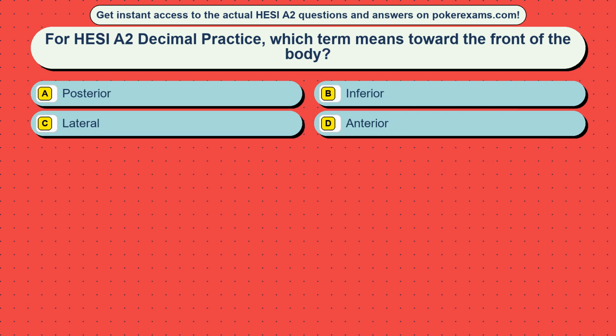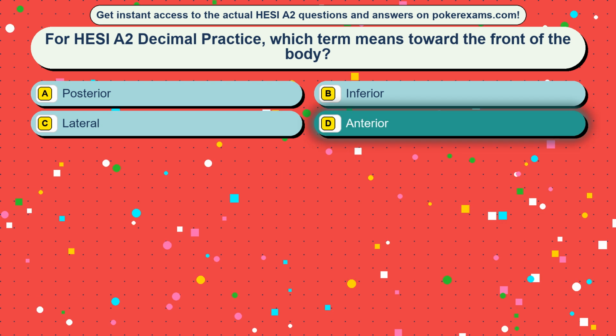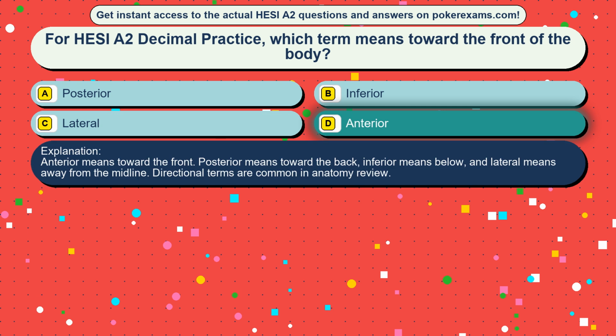Question 2. For HESI A2 Decimal Practice, which term means toward the front of the body? Option A. Posterior. Option B. Inferior. Option C. Lateral. Option D. Anterior. The correct answer is option D. Anterior. Anterior means toward the front. Posterior means toward the back. Inferior means below. And lateral means away from the midline. Directional terms are common in anatomy review.